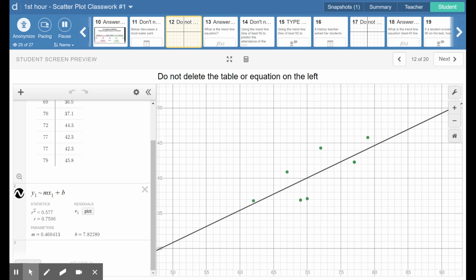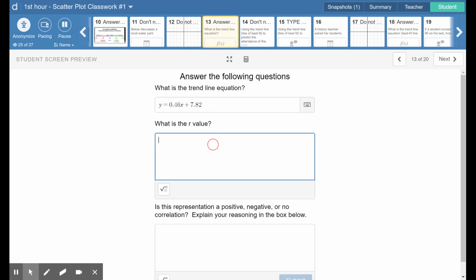And now the next question is, what is the R value? The R value is 0.76 because we want to round up. That 9 is bigger than 5. So we round up to the next biggest number. So 0.76.